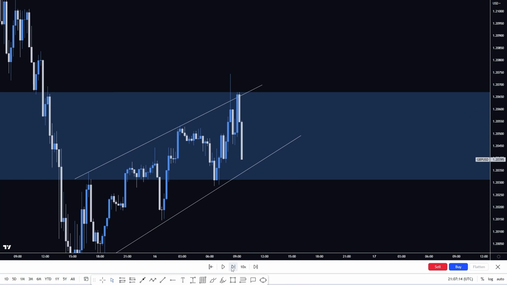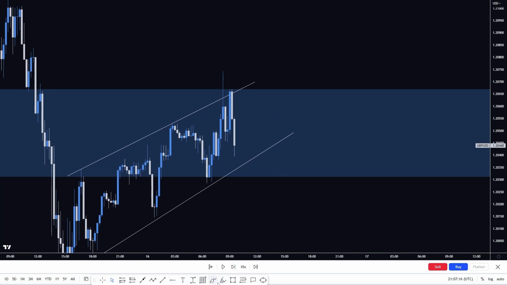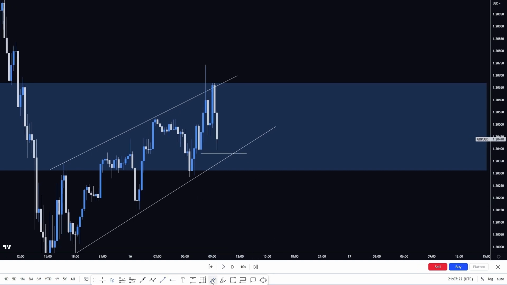So if I was looking for a break and retest, for example, I'd probably be looking for price to break out of this swing point in here. So I'd want to see price come in here, trade back into here, and then I'd want to trade it away.